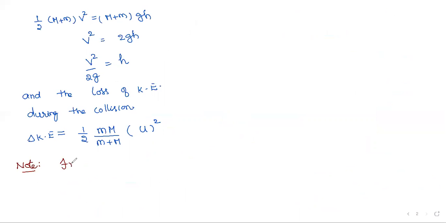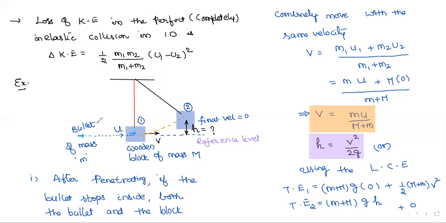They may ask, find the fraction of loss of kinetic energy. Fraction means what he is saying. Suppose the total kinetic energy of the bullet, half mu square, is some 50 joules. And the kinetic energy of the block, which is at rest before the collision, is 0. So the total kinetic energy of the system before the collision is 50 joules.